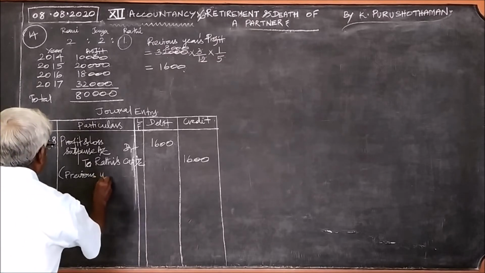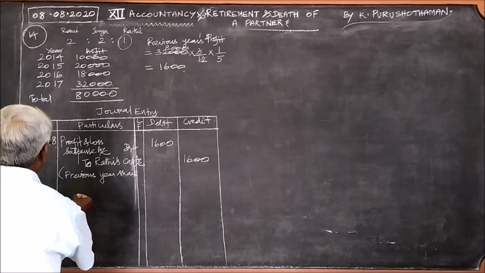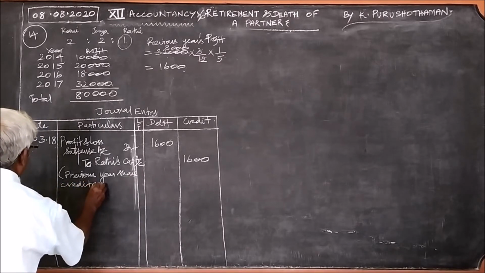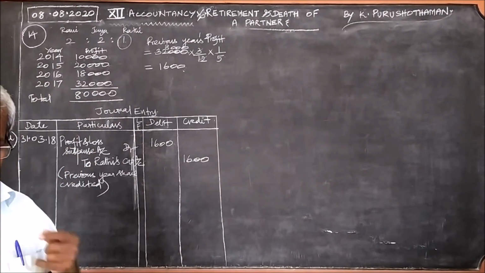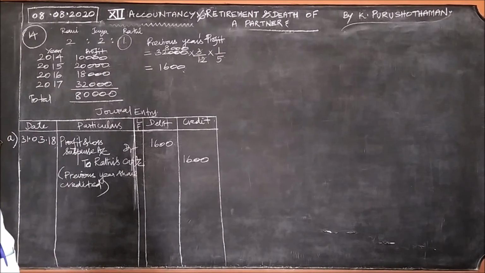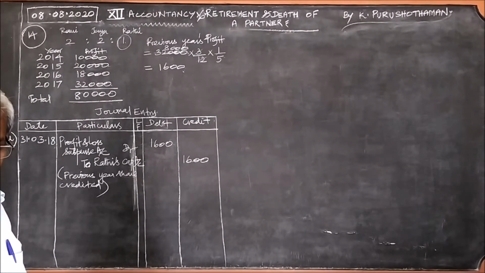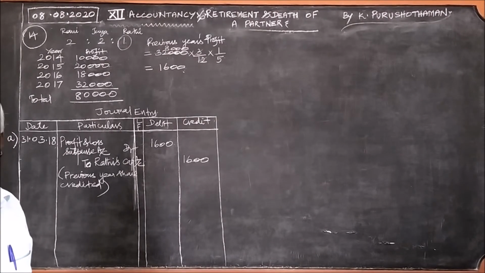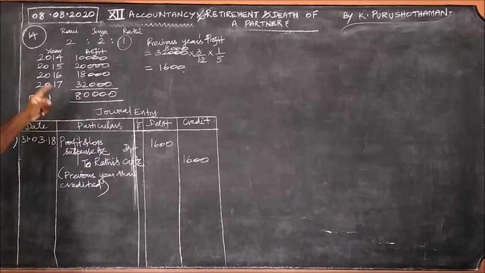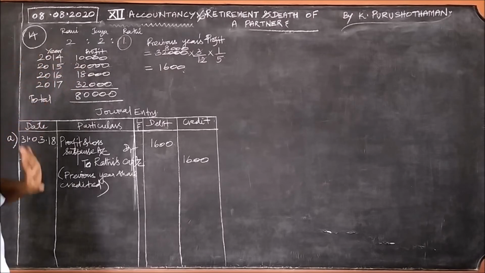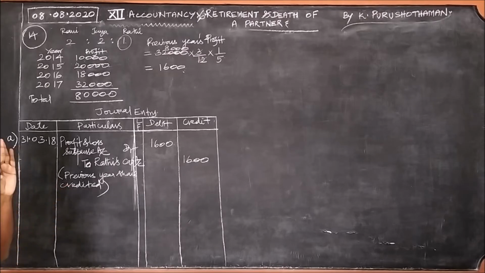Previous year's share credited. That's all. Once again, for clarification, I repeat what is given in the first question. Profit is to be distributed on the basis of the previous year's profit. What is the current year here? 18. What is the previous year? 17. What is previous year profit? 32,000. But when does she retire? She retires on 31st March 18 itself, so she was in the business for 3 months only.